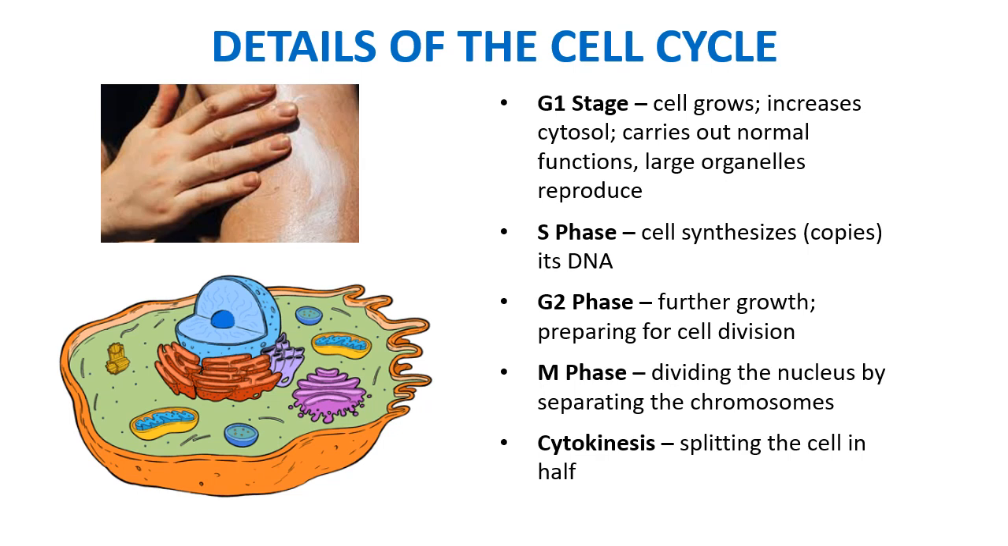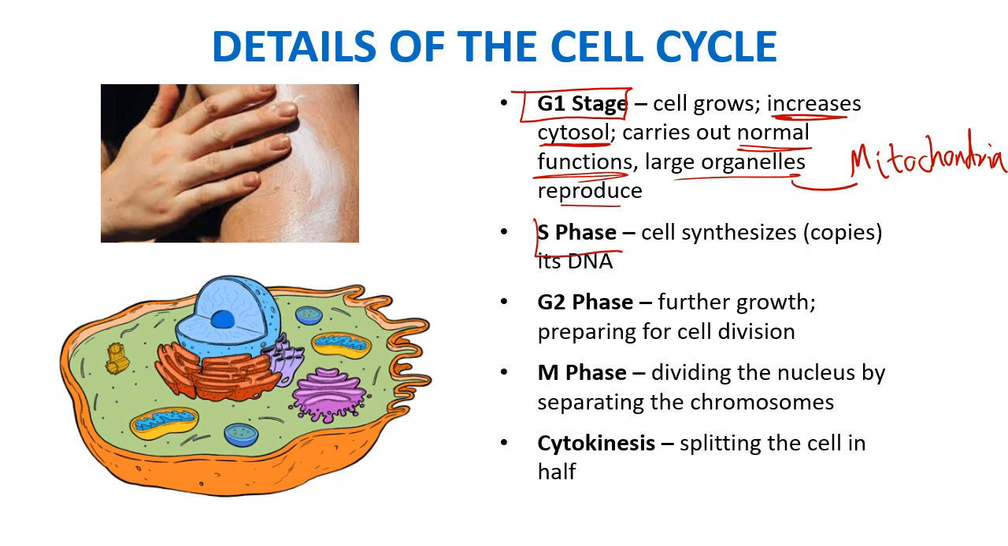Here are a few extra details of the cell cycle. So when we start at the G1 stage, G for growth, remember, this is where the cell is just growing, and it does that by increasing the amount of cytosol liquid in there. And it carries out its normal functions, like I said before. This is also when the larger organelles, like the mitochondria and the chloroplasts and the endoplasmic reticulum, all reproduce and divide in this stage, because it's going to need double the amount of mitochondria when the cell splits in half.